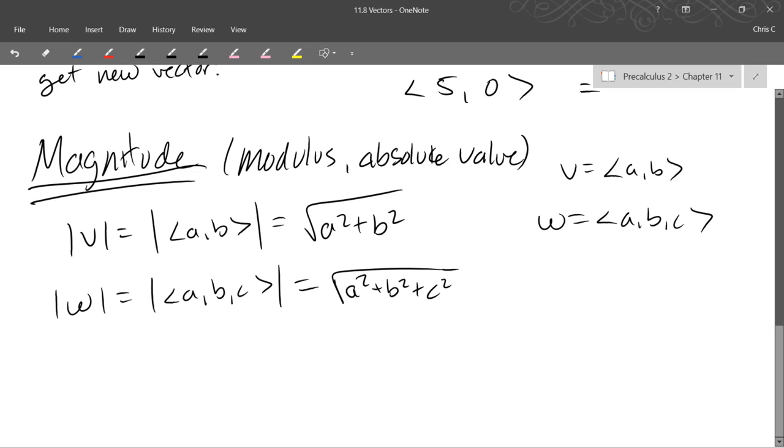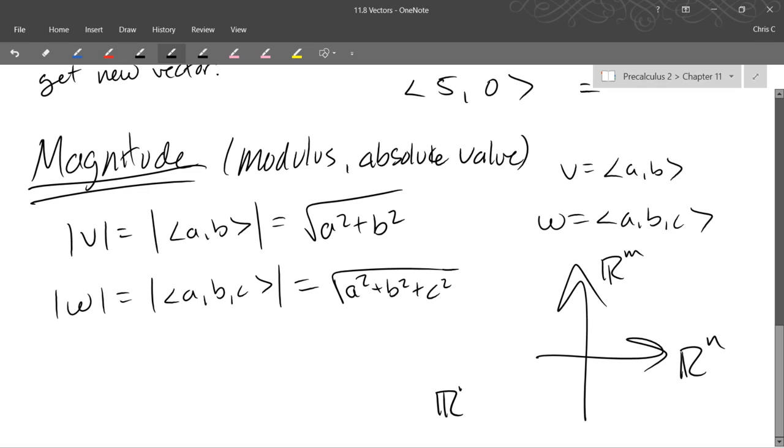What does it look like? If you graph higher dimensions, you just graph like this and you say this is R^n, that's R^m, and the total space is R to the m plus n power. So you can say each of those are two dimensions, and so that whole space is four dimensions.